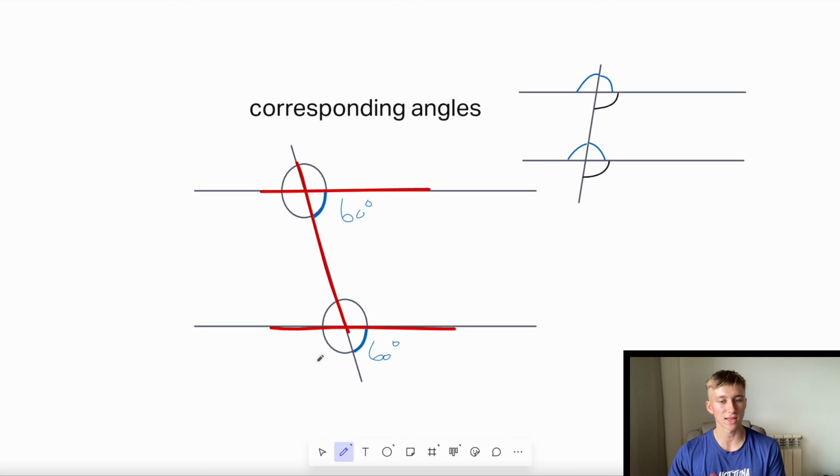But obviously, guys, there's even more. So this angle here is also corresponding to this angle up here. So guys, knowing that this angle here is 60 degrees, what we learned right at the start of the lesson was vertically opposite angles are the same degree. So then this one will also be 60 degrees because it is a vertically opposite angle.